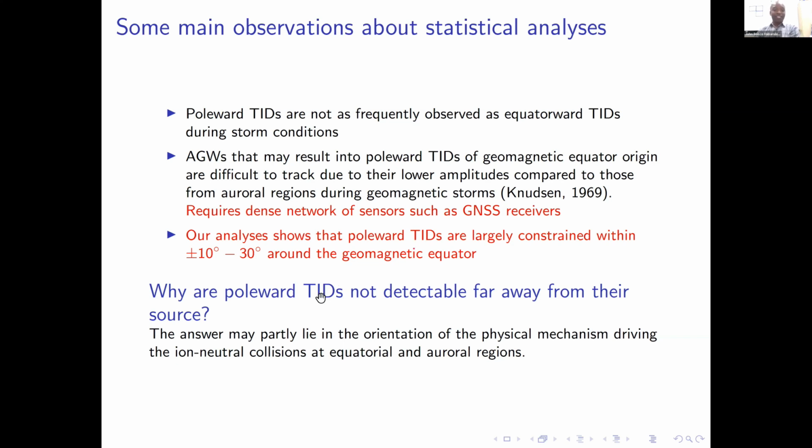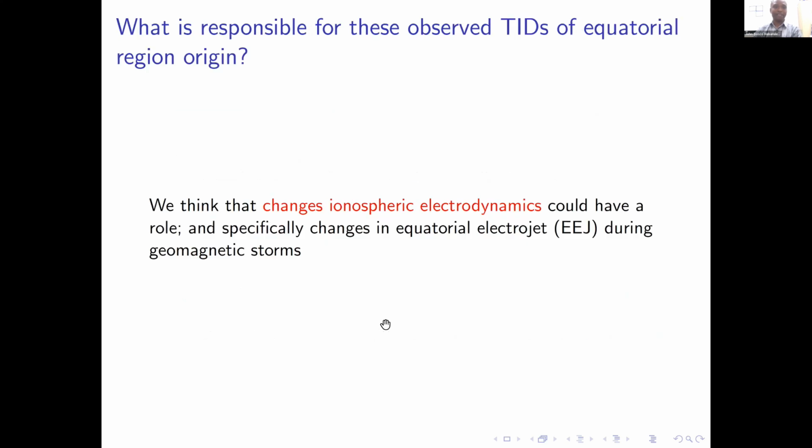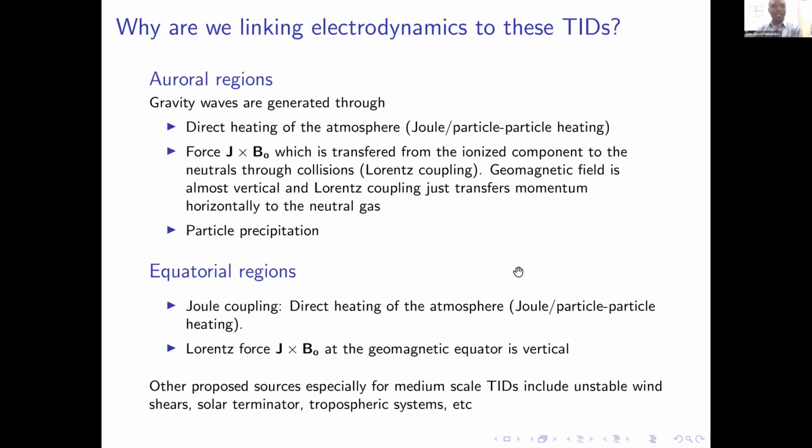And we think the answer may partly lie in the orientation of the physical mechanism that is at play, that is driving the ion-neutral collisions at the equatorial and auroral regions. And that's what I'll be explaining in the coming slides. So we think that the changes in electrodynamics could have a role, and specifically we've quantified these changes based on the equatorial electrojet observations during geomagnetic storms.